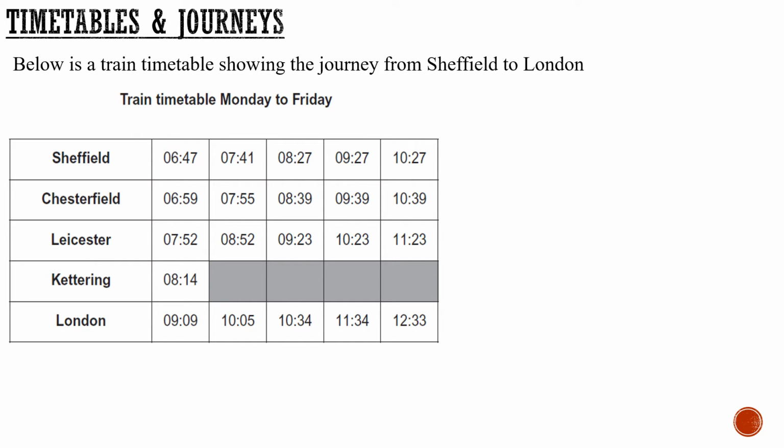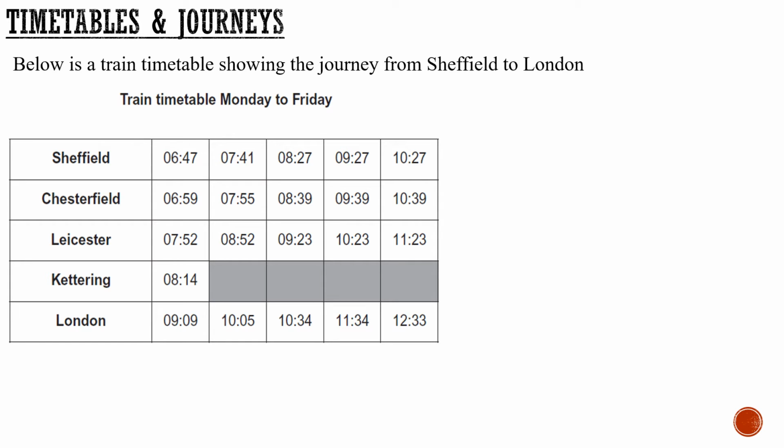So we're going to start looking at a couple of questions that you might see on an exam paper linked with time. Below is a train timetable showing the journey from Sheffield to London. We've got Sheffield, then it stops at Chesterfield, then Leicester, then Kettering, and then London.